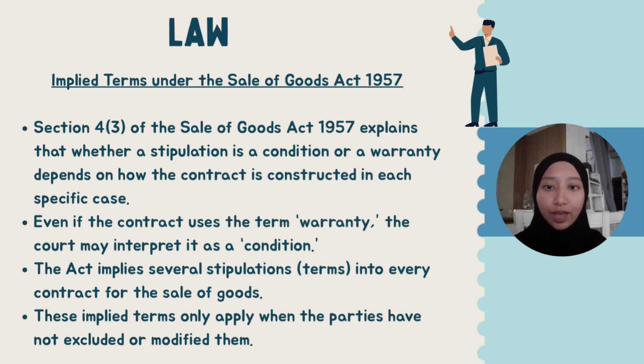So the Sale of Goods Act implies several stipulations in every contract for the sale of goods. However, it is important to note that these implied terms only apply when the parties have not excluded or modified them. Now, let's move on to the specific implied term as provided under Section 14 to 17 of the Act.